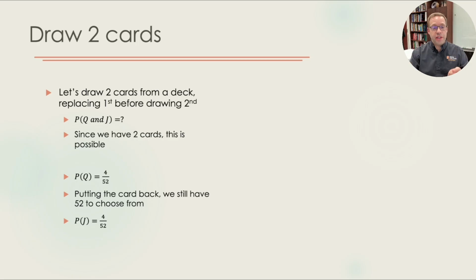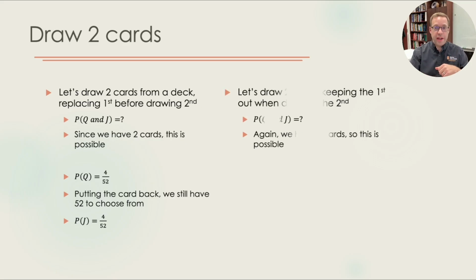Now, what's the probability of drawing a jack? Well, you pull out a card. There are 4 jacks out of a deck of 52. Not a problem there. Now, this time, let's draw 2 cards. We take one card out, we leave it out, and then draw a second card after that. Now, what's the probability of drawing a queen and a jack? Again, it's 2 cards, it's still possible.